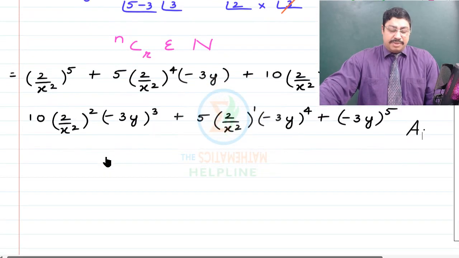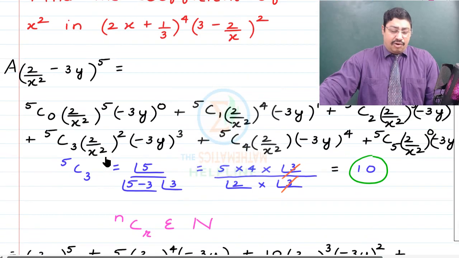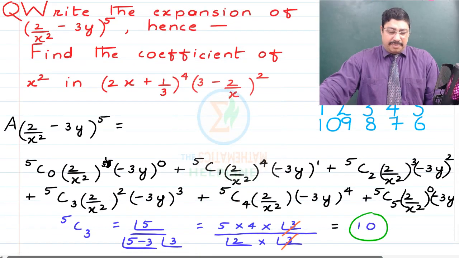So I leave you people this part of the question, that is the first part, and the simplification is now your task. Now we come over to the second sum, that is the second part of the sum. Find the coefficient of x square in (2x + 1/3)^4 times (3 - 2/x)^2.